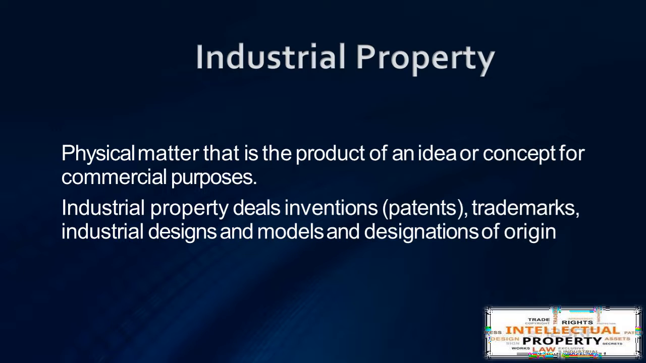And if we talk about industrial property, it will be physical matter, that is the product of an idea or the concept for commercial purpose. Industrial property deals with inventions, trademarks, industrial designs and models, and designation of the origin. Like if I produce a different kind of mobile phone which has some unique features, then it will be my industrial property, and it will be considered my own creation, and it comes under intellectual property.